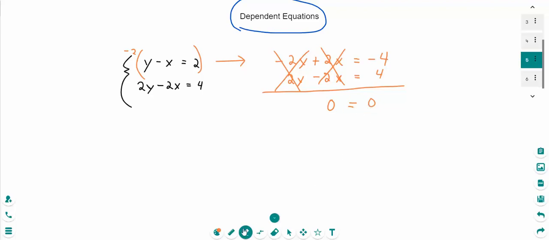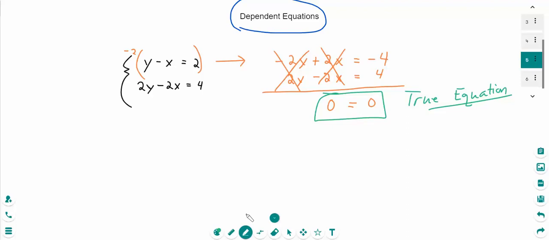However, this is not a false equation. This is a true equation, right? So that makes it different than the other ones that we were looking at, right? Because before we had a false equation, this is in fact true. 0 does equal 0. It's just we lost the variable, okay? So what happens when we lose the variable, but the equation remains true?